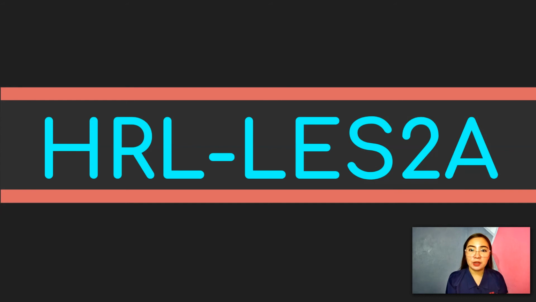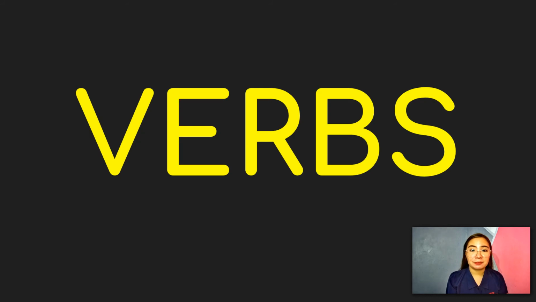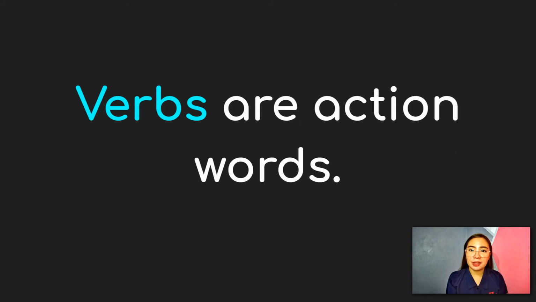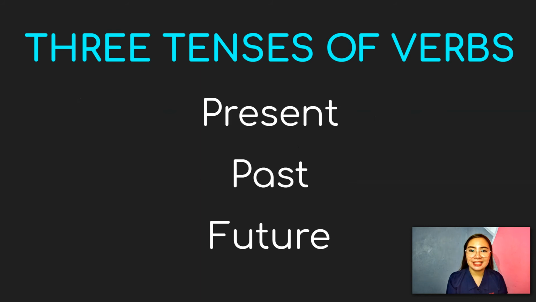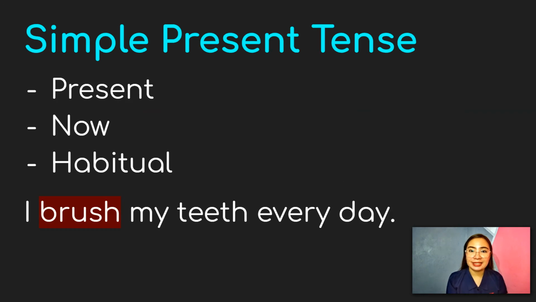So for today, we are going to talk about verbs. And when we say verbs, these are action words. We have three tenses of verbs. We have present, past, and future. Let us start by discussing the simple present tense of the verb. The simple present tense of the verb is used for present, now, or habitual things or actions. For example, I brush my teeth every day.